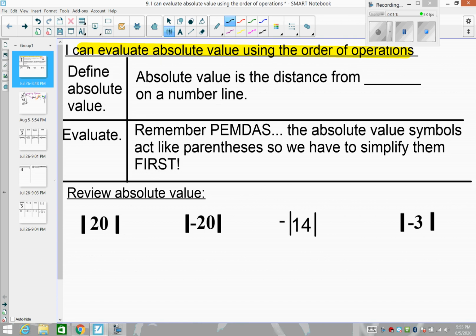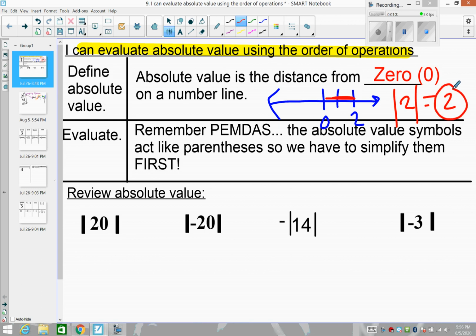We just recently talked about it, but the definition of absolute value is the distance from zero on a number line. So when we taught that lesson, if this is 0 and I ask you what is the absolute value of 2, you would say that it's 2 units away. So the absolute value of 2 is 2. Likewise, the absolute value of -2 is 2 units away, so that is also positive 2. The only time it would be negative is if the opposite sign is out front.